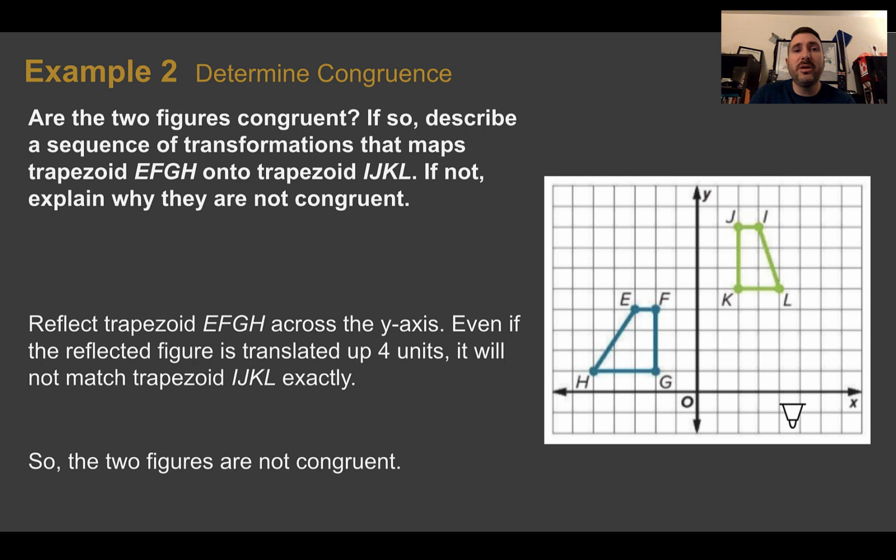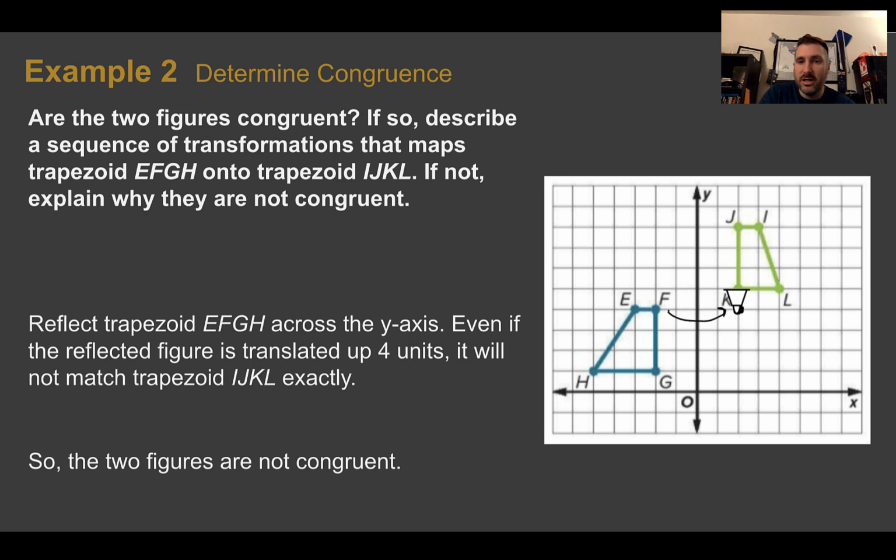Example 2. Determine congruence. Are these two figures congruent? If so, describe how we can go from trapezoid EFGH to trapezoid IJKL. If not, why are they not congruent? So we need to get this blue trapezoid to see if it matches exactly somehow with the green trapezoid. First, let's reflect over. I see that it looks like it's probably reflected.